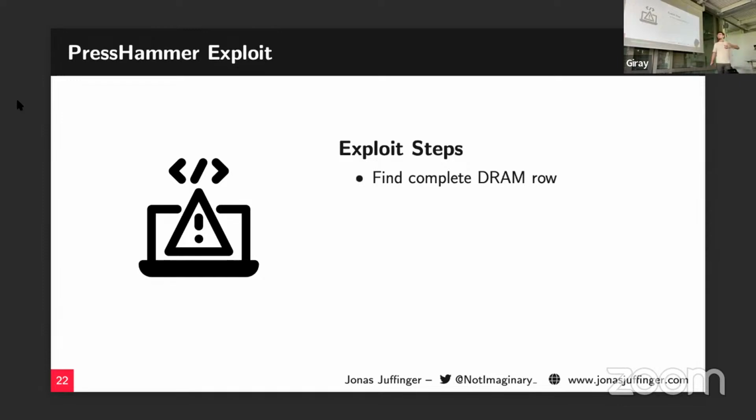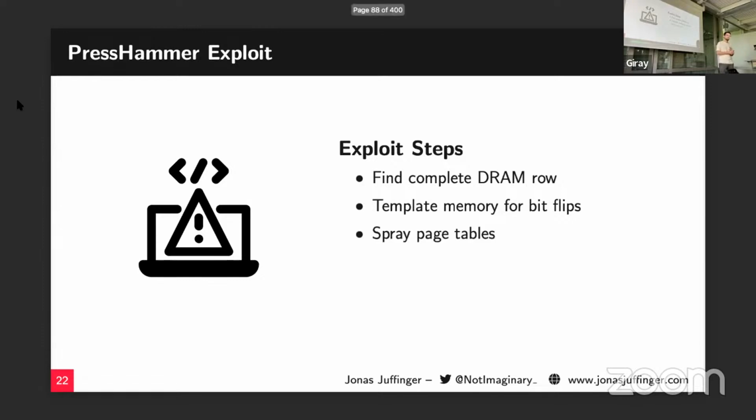And this is how we do it. First, we have to find a complete DRAM row. This is new compared to what we had to do with RowPress. Then we template this memory for bit flips. As I said previously, these bit flip locations are repeatable. So by just allocating a huge chunk of memory, going through it and searching for bit flips, we are sure that then in the exploit phase, this bit will flip again because they're repeatable. Then we spray page tables. So we use the page table exploits, initially shown in 2015. I will explain this shortly. We flip page tables and profit. We get full access to the physical memory.